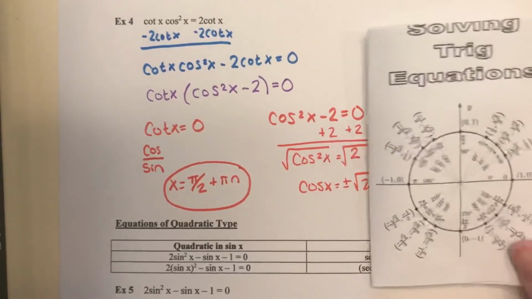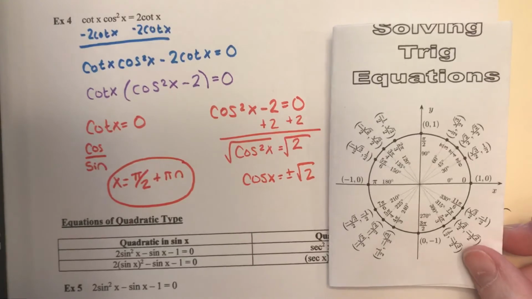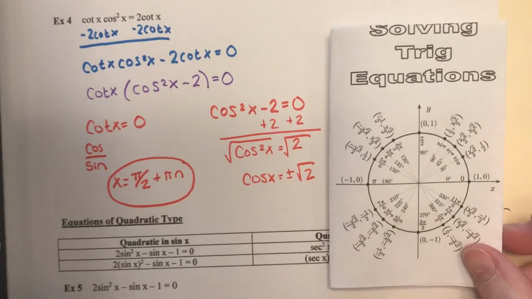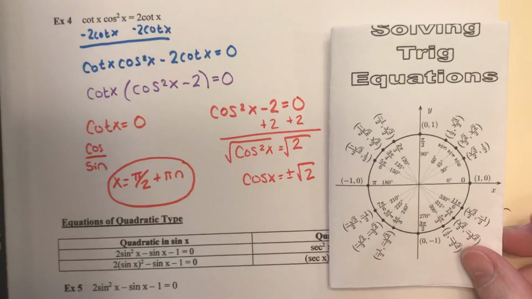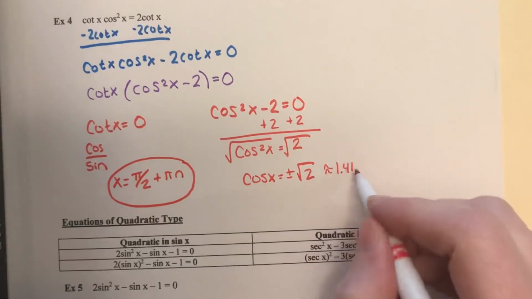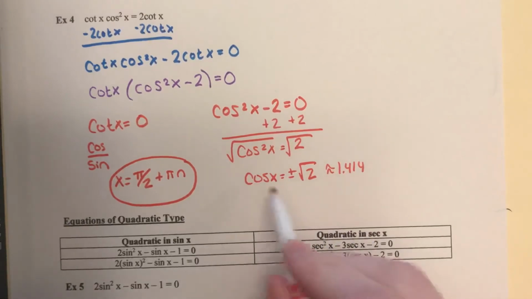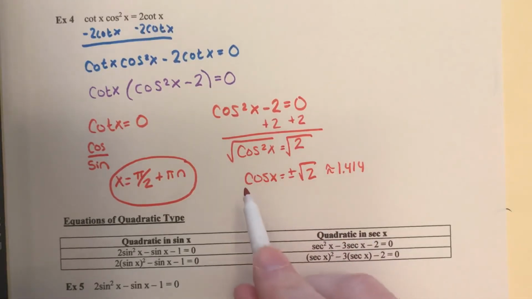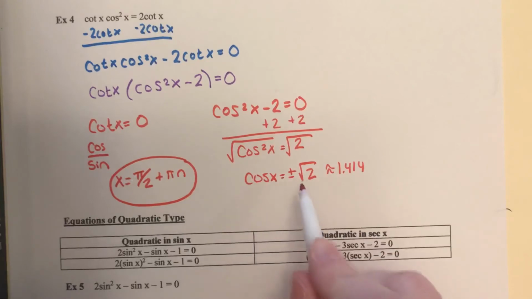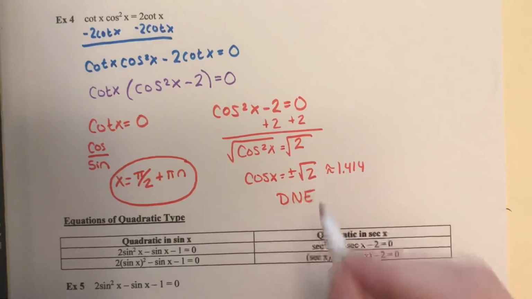Now, on the unit circle, there's actually no spot where cosine would equal root 2. If you think about it, root 2 as a decimal is 1.414, so let me write that down. The unit circle does not extend past 1, so therefore this can never happen. And if you tried this on your calculator, you would type in inverse cosine of root 2, and you would not get an answer. You would get an error. So this does not exist.